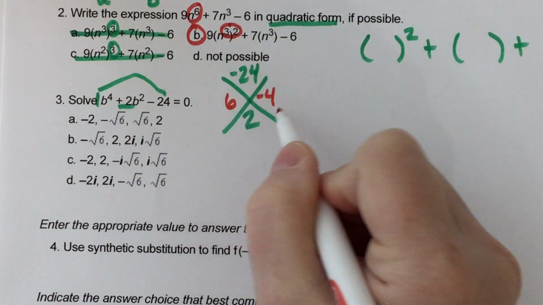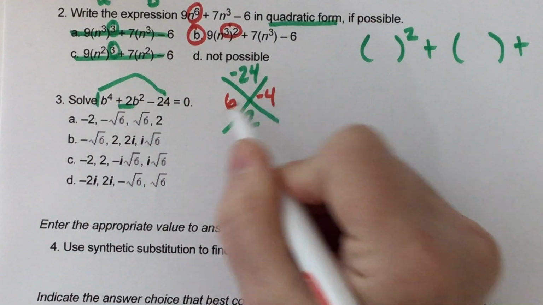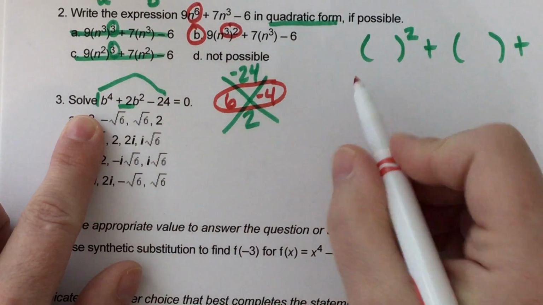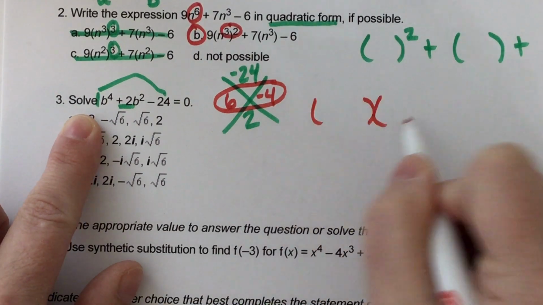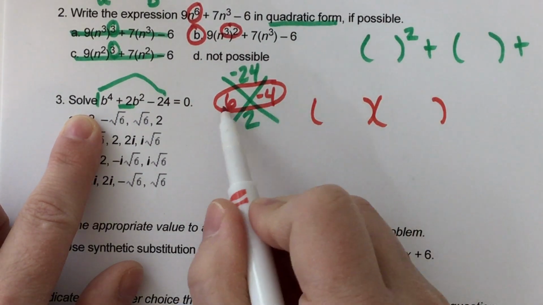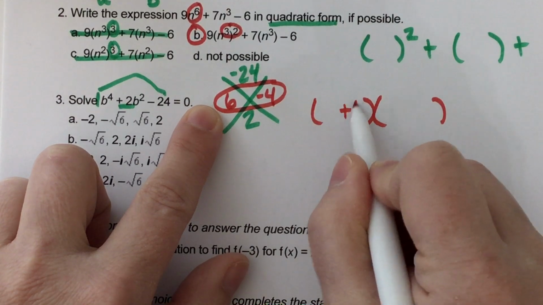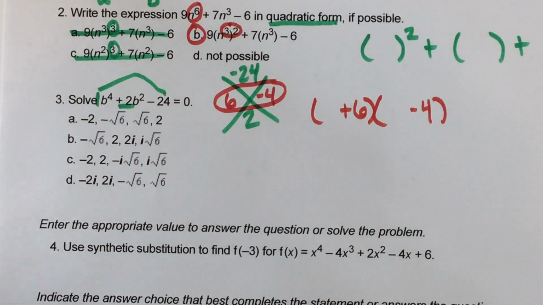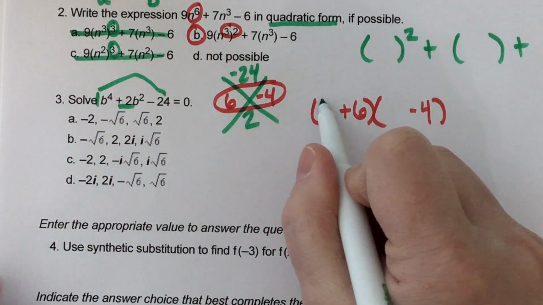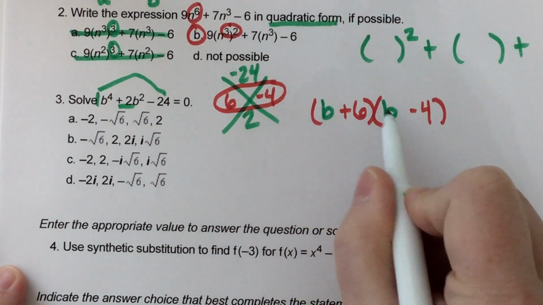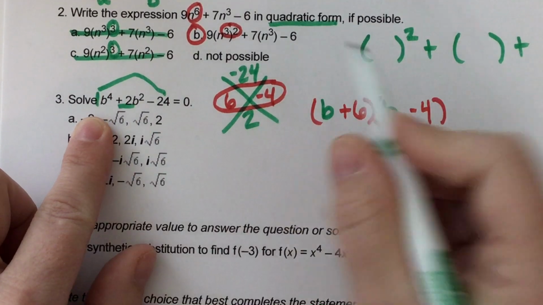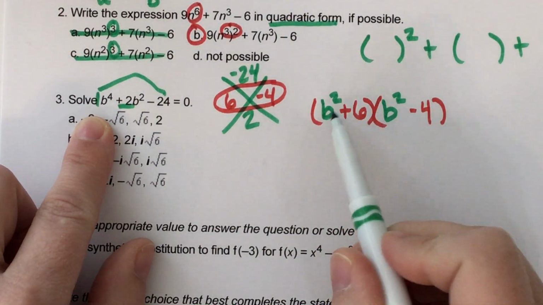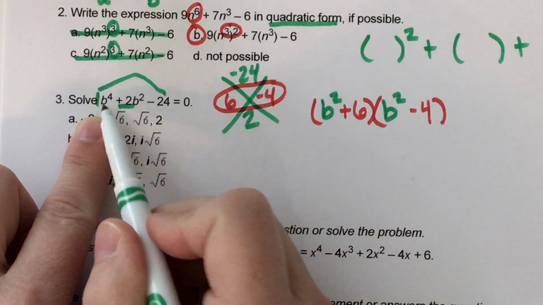6 times negative 4 makes negative 24, and 6 plus negative 4 makes 2. Okay, because of the 1 in front, it's the easy one. So I get to put these numbers in the back. So that's a positive 6. That's a minus 4. And then instead of b and b in the front, because that would only make b squared, and I need b to the 4th, I need b squared and b squared. That way, when you multiply b squared and b squared, you get b to the 4th.